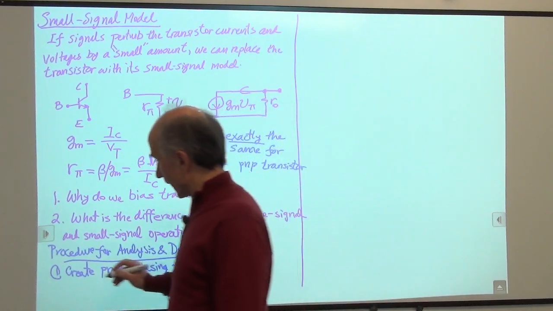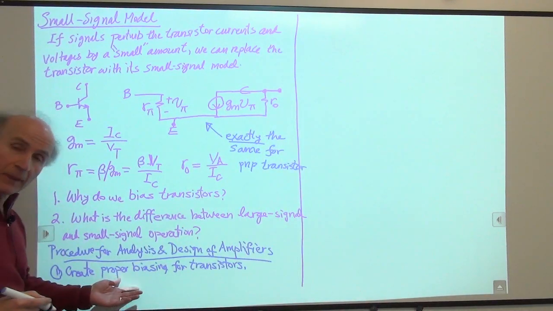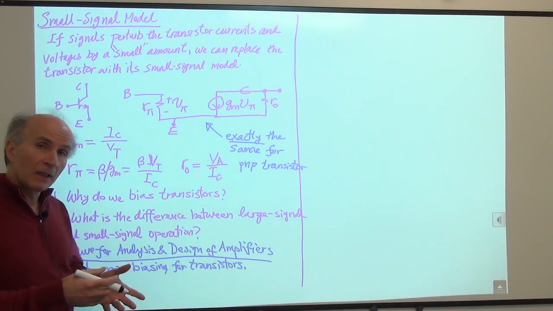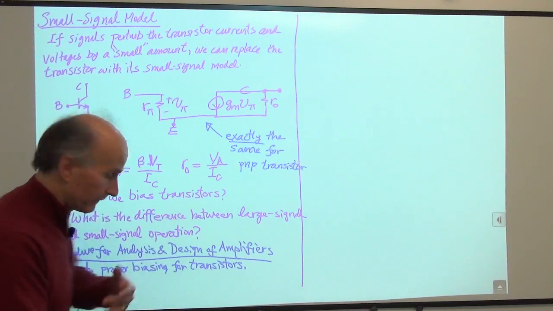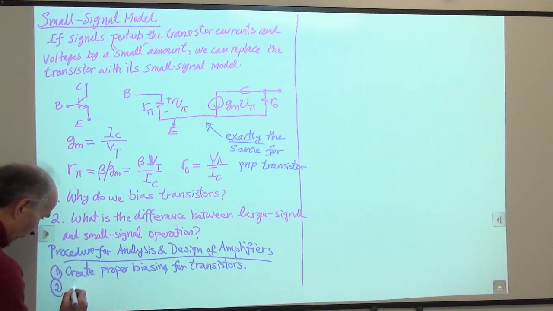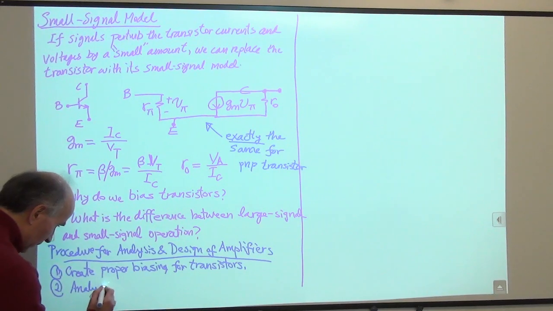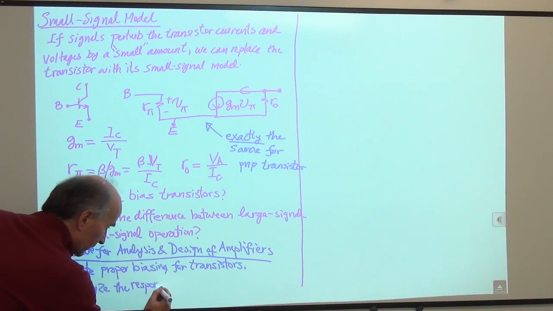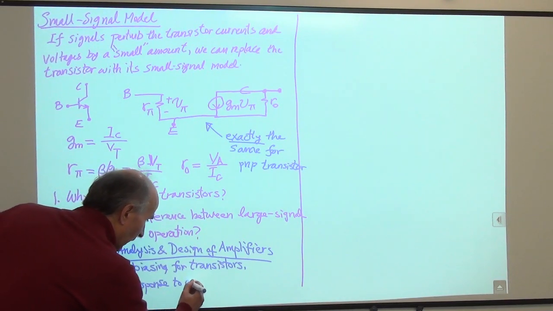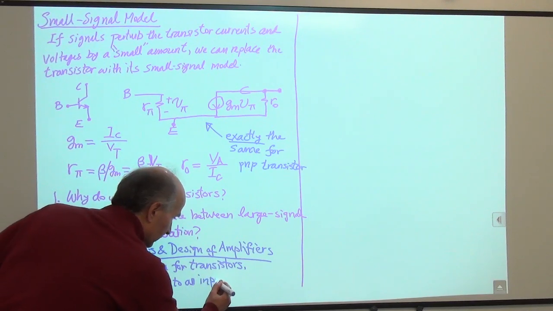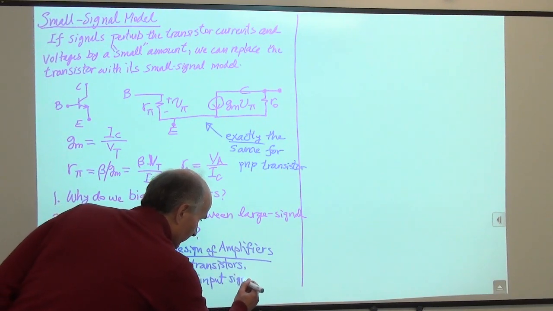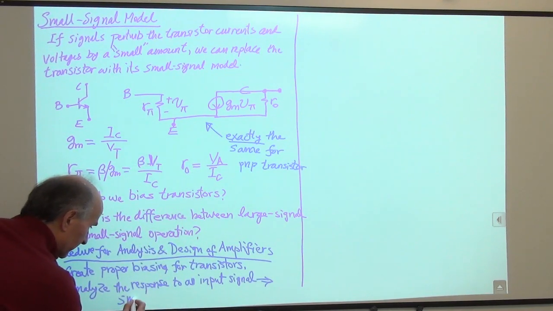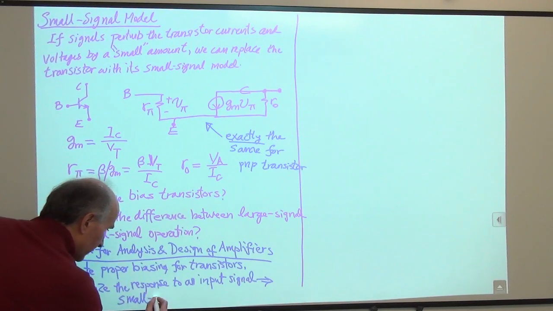Okay, once we do that, we add some stuff around the transistor so that this happens, some resistors here and there. And once we do that, now we are ready to analyze how the circuit behaves when a signal comes in. So, analyze the response to an input signal. And that means that we're going to use the small signal model.